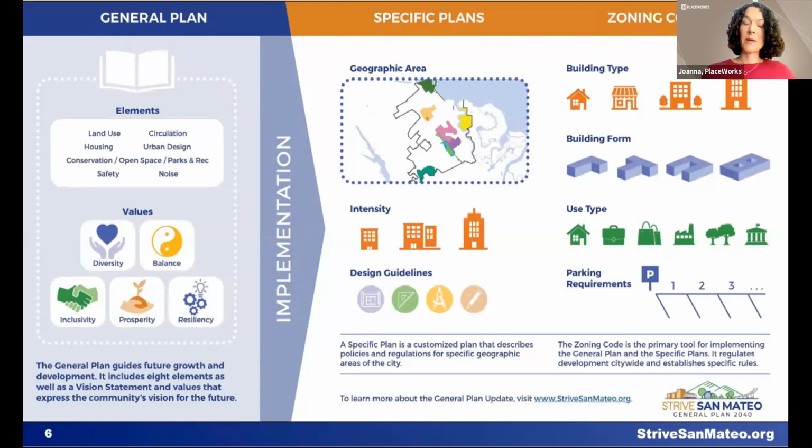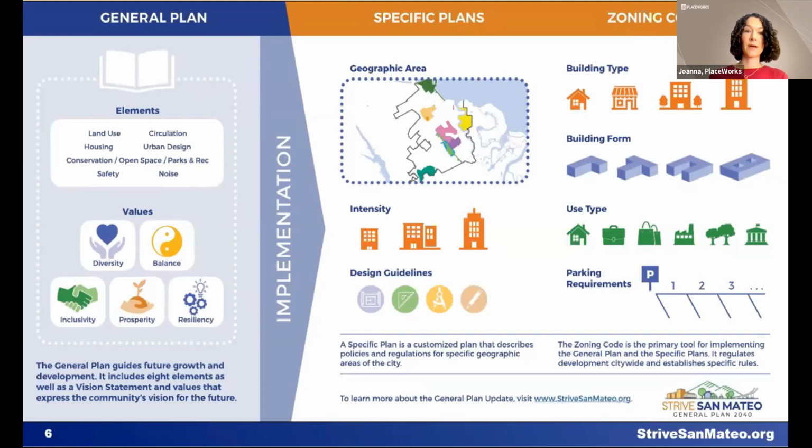The general plan is a very powerful document because it guides the future growth and development decisions. Every city and county in California is required to have one, and San Mateo is no exception. The general plan covers land use and transportation, urban design issues, open space conservation, public safety from natural hazards and climate change. And it's a very important document in setting the overall direction for the city. So that's part of why it's so important to get your input and a broad range of input on the plan, because it affects so many different aspects of life in San Mateo.